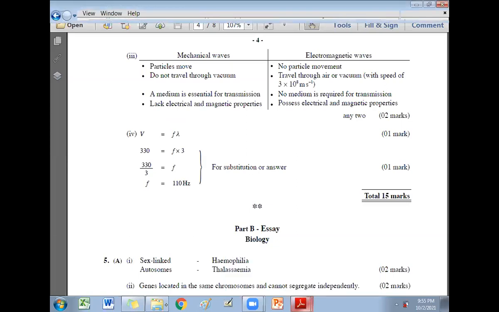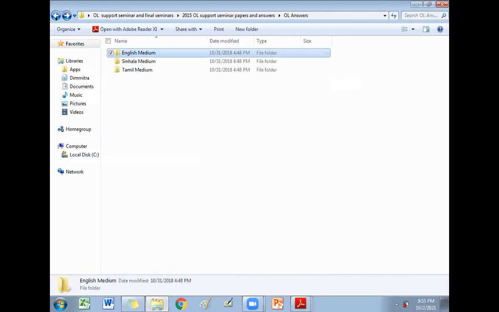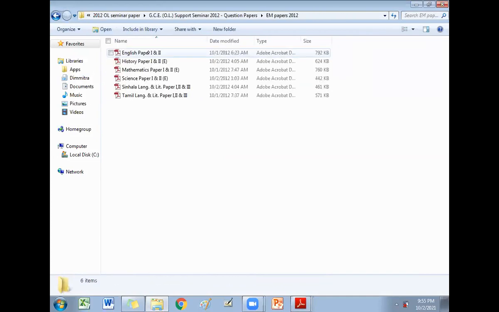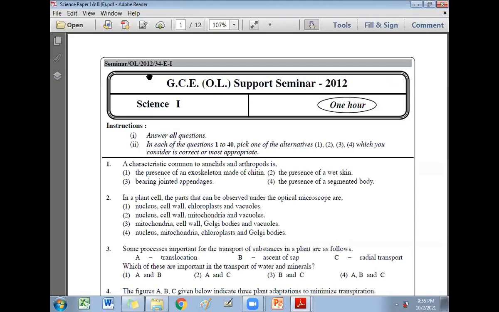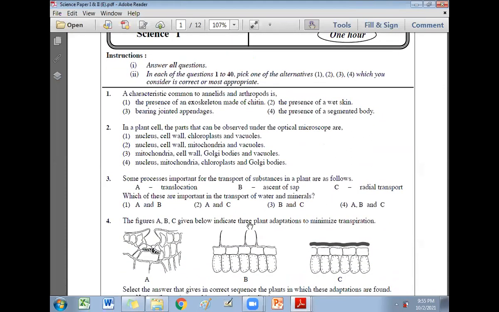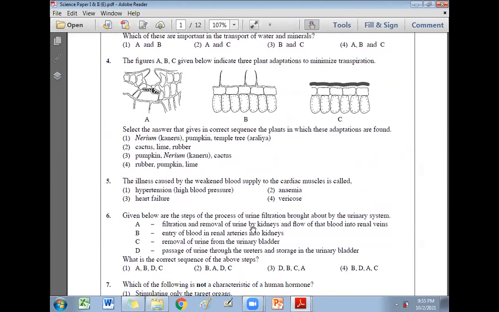And today I have posted the 2012 support seminar paper. I will be discussing the MCQs of that paper next week. Please try to answer all the MCQs, at least of this paper, at least all the MCQs. So this one I have posted to your WhatsApp. There are some MCQs you don't need to do. Example, question number 3 you don't need to do. 3 and 4, put across. You don't need them. That is out of syllabus.